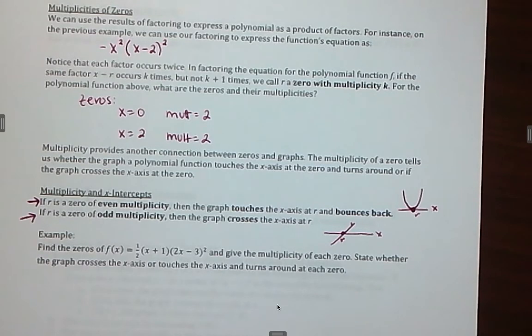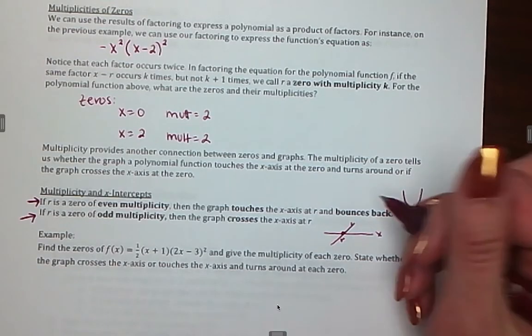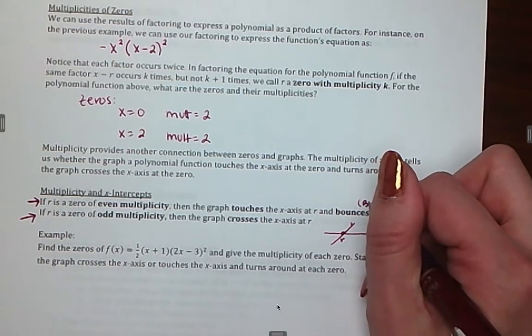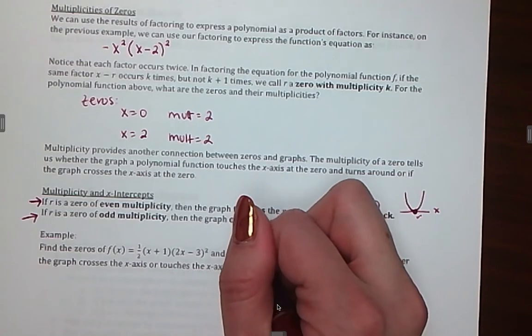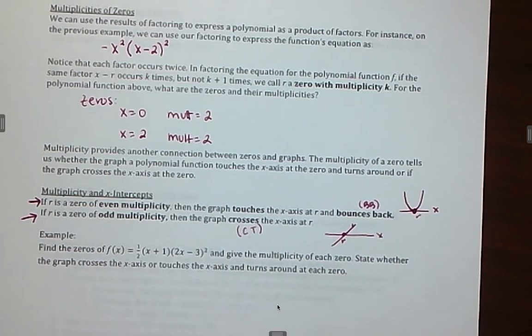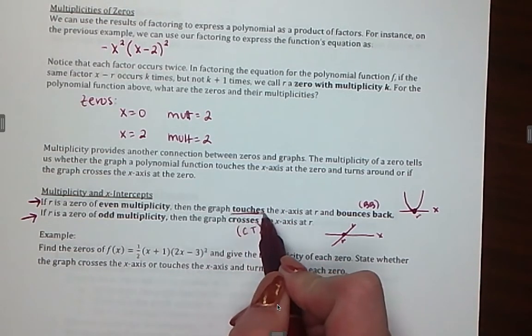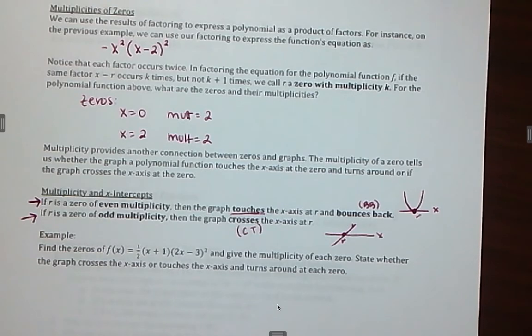To abbreviate, rather than having to write touches and bounces back, I'm okay if you just abbreviate this bounces back, BB, and then for crosses, CT, crosses through. Under homework, it's going to say touches. That's the same idea. Touches and doesn't go through.